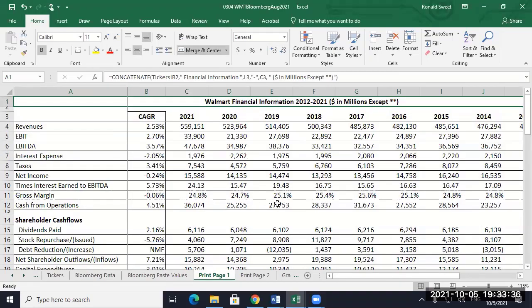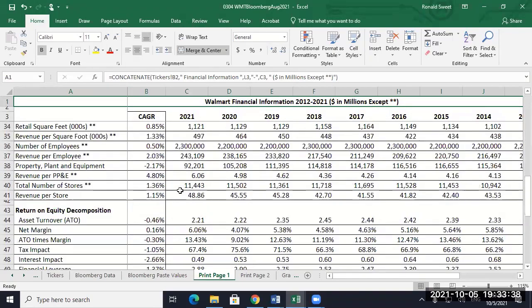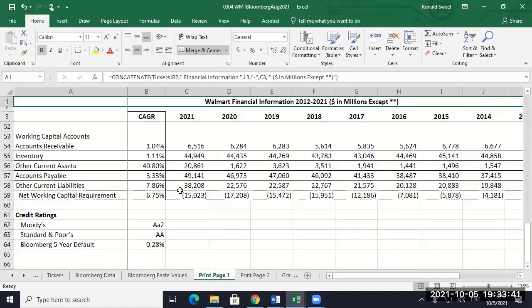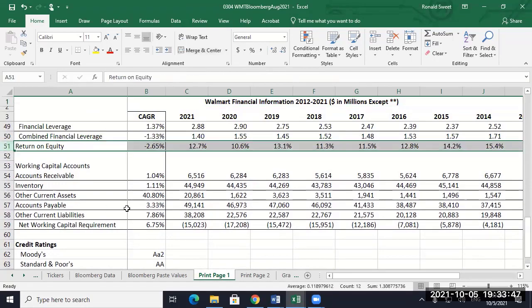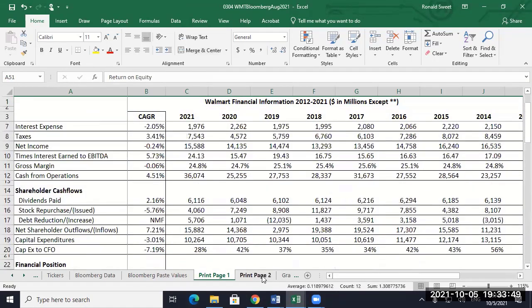And so you've got print page 1, which gives you some good CAGRs, and you actually want to put print page 1 into your paper as the last part of paper 3. I would stop at row 51. But you want to show that in your paper. And then you have all these graphs.